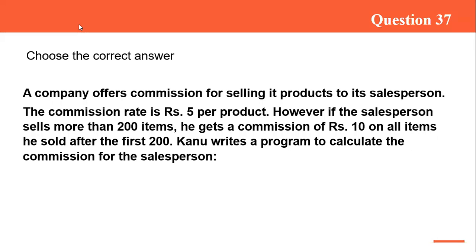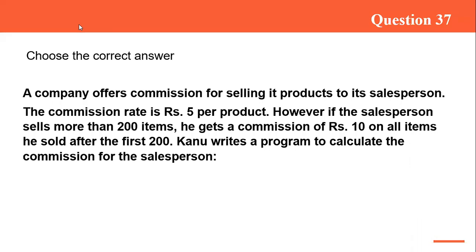A company offers commission for selling its products to its salesperson. The commission rate is ₹5 per product. However, if the salesperson sells more than 200 items, he gets a commission of ₹10 on all items he sold after the first 200 items. That means what?